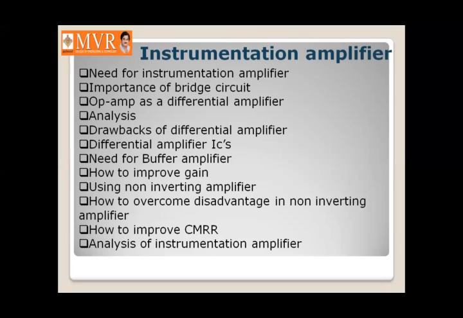And then for overcoming the drawbacks in the instrumentation amplifier using a buffer, we are going for a non-inverting amplifier instead of the buffer amplifier. And when we are using the non-inverting amplifier, the CMRR will be improved, but there is a problem with the gain. So we cannot modify the gain of the circuit. The gain of the circuit is fixed.